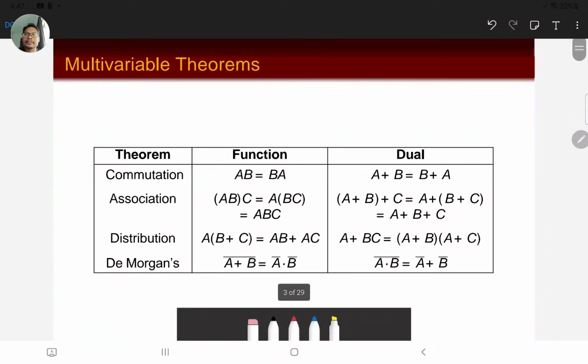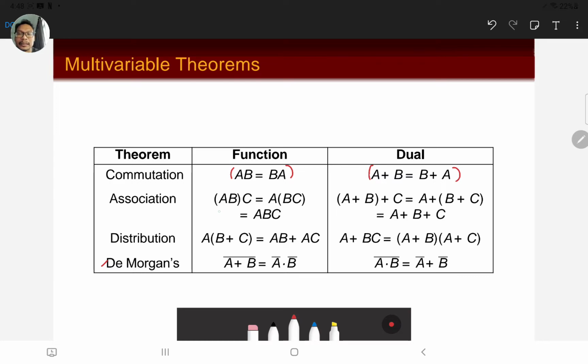Okay, so let's look at the first subtopic here, the multivariable theorems. There are 4 theorems for multivariable, including the important De Morgan's theorem here. The first theorem is a basic one, quite straightforward. If you have an AND gate, A and B, you can switch the inputs, the A becomes B and the B becomes A, and you get the same result. So AB equals BA. Similarly, for an OR gate, A plus B equals B plus A.